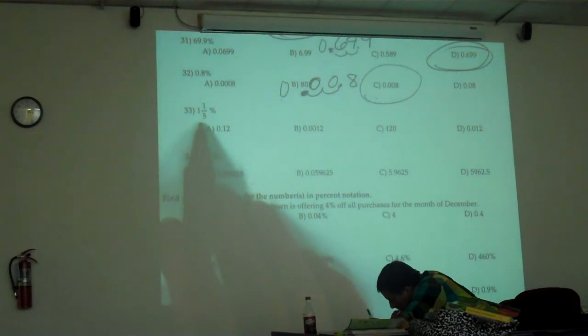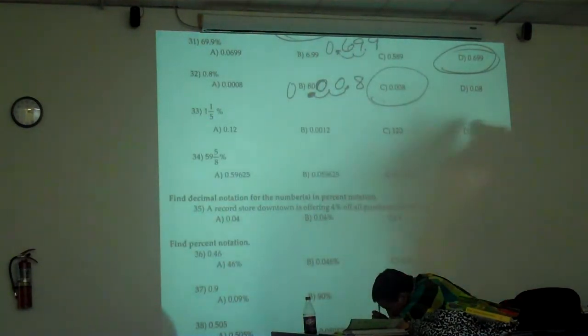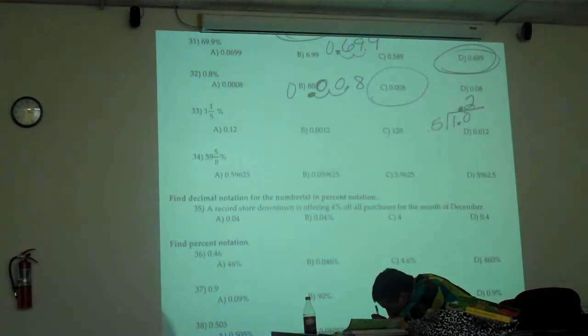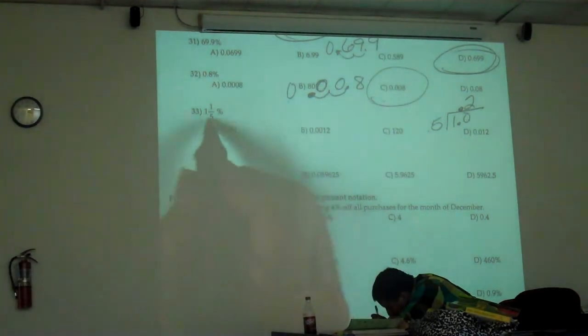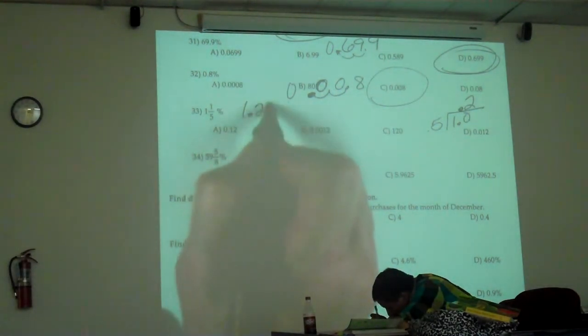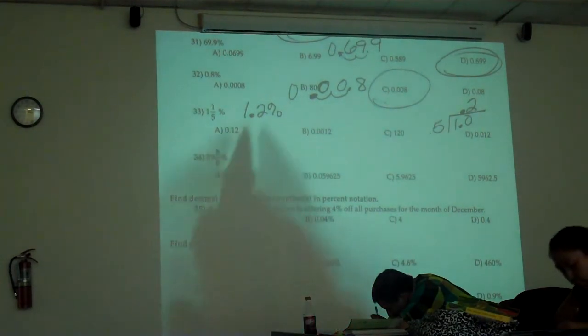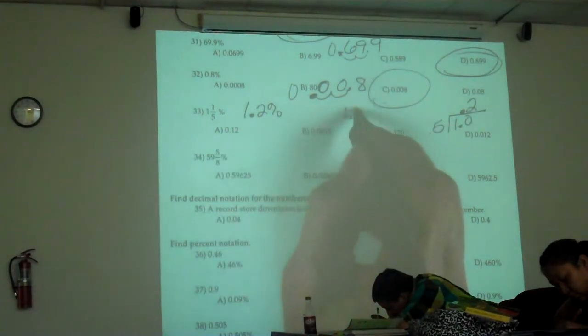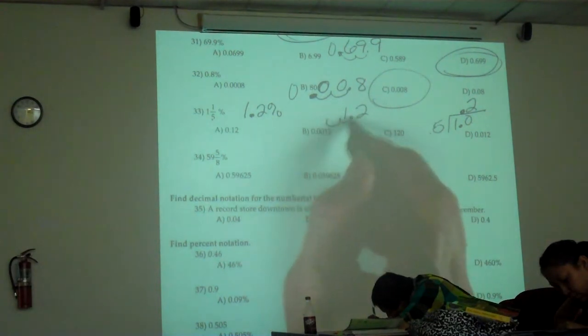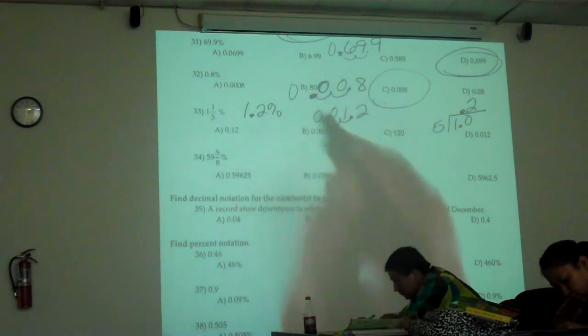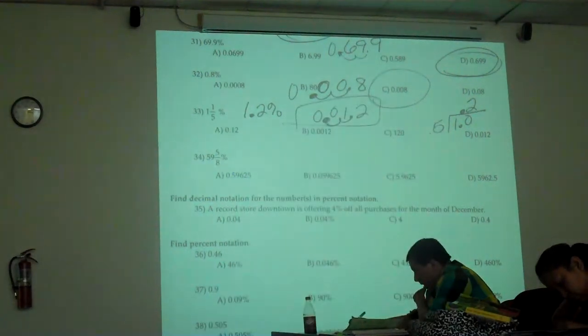1.5, or 1 1/5, I'm sorry. What is 1/5 as a decimal? Oh, 0.2. 1 divided by 5. 5 into 10 is 2. So the 1/5 is 0.2. So this is the same as 1.2%. You need to change that into a decimal. It's still percent right now. We need to move it 2 times. 1, 2, 0.012.